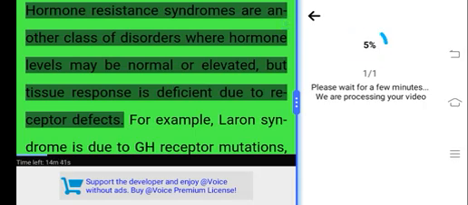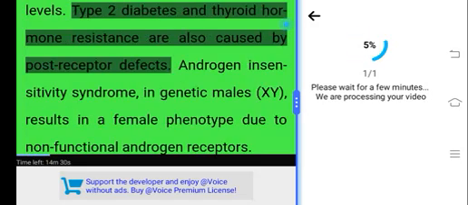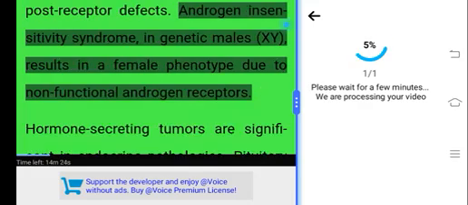Hormone-resistant syndromes are another class of disorders where hormone levels may be normal or elevated, but tissue response is deficient due to receptor defects. For example, Laron syndrome is due to GH receptor mutations, resulting in dwarfism despite high GH levels. Type 2 diabetes and thyroid hormone resistance are also caused by post-receptor defects. Androgen insensitivity syndrome, in genetic males XY, results in a female phenotype due to non-functional androgen receptors.